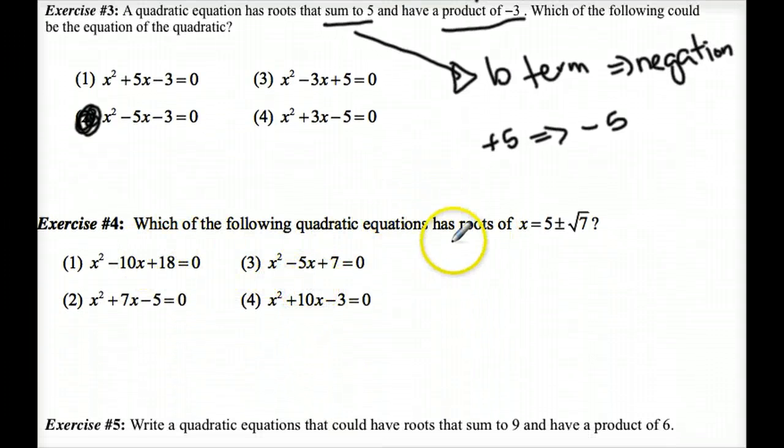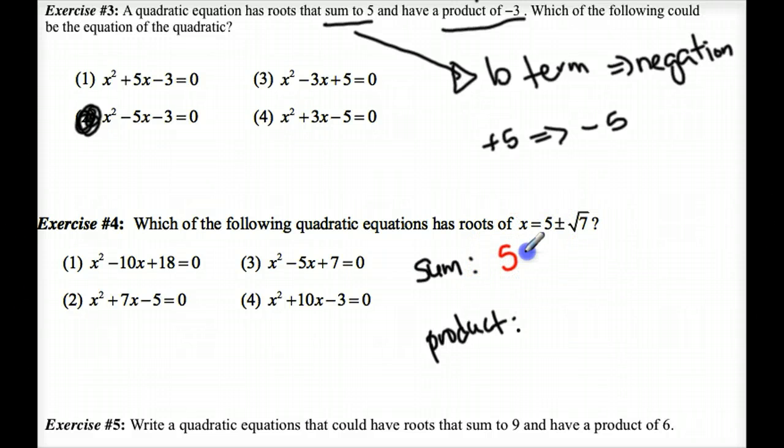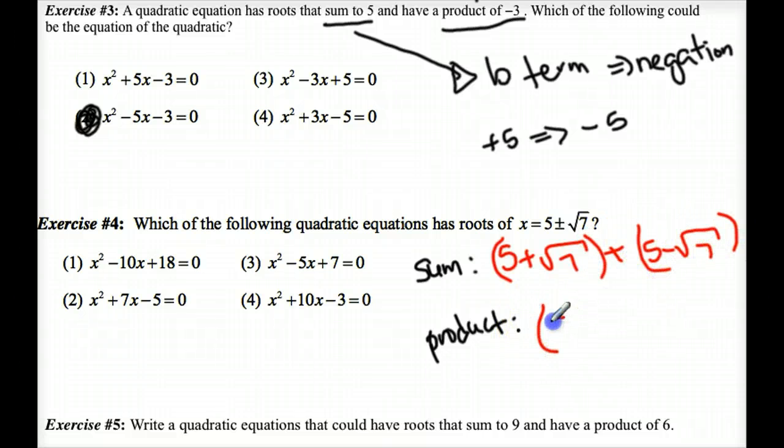Which of the following quadratic equations has a root of x equals 5 plus or minus the square root of 7? So before I can even do that, I need to know the sum and I need to know the product. So again, how am I going to get the sum? The sum would have to be 5 plus square root of 7, and then 5 minus square root of 7. Remember, this is one root, and this is another. And then the product would be 5 plus square root of 7 times 5 minus square root of 7.